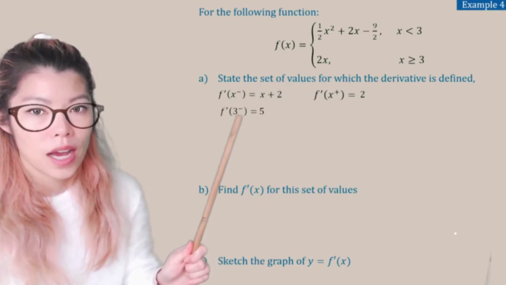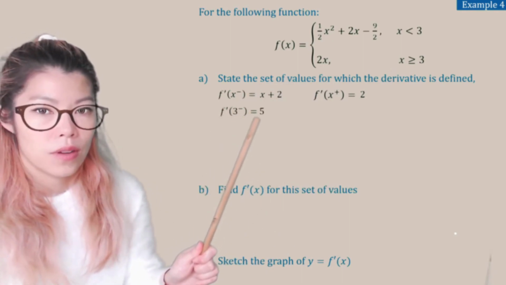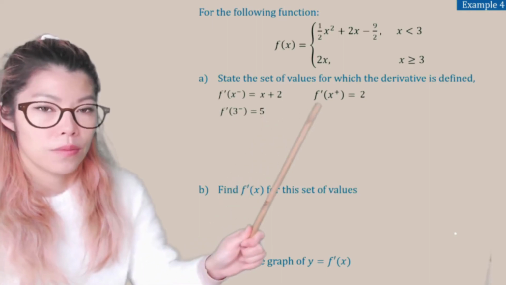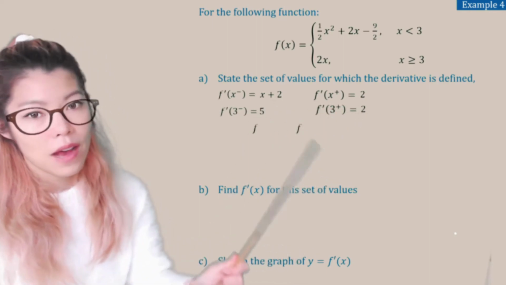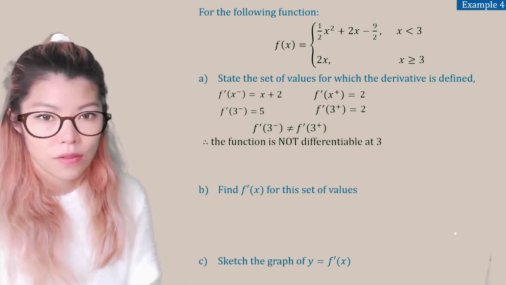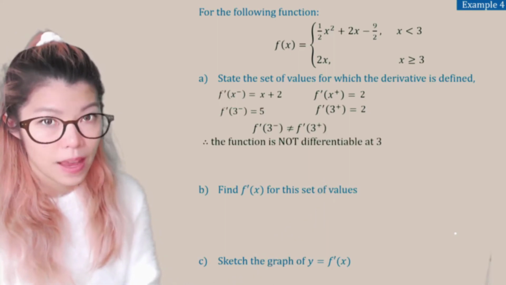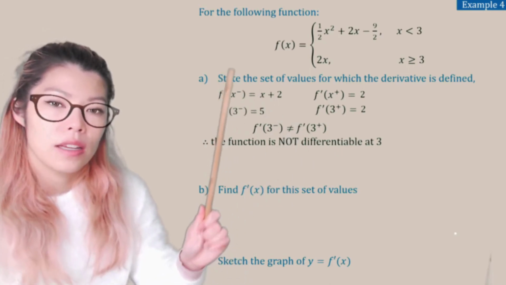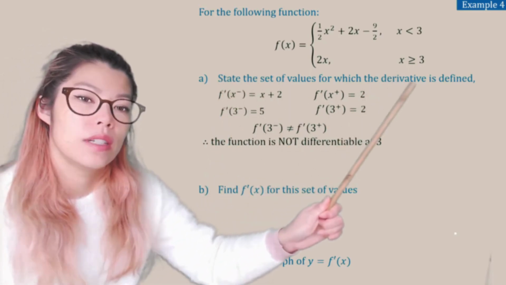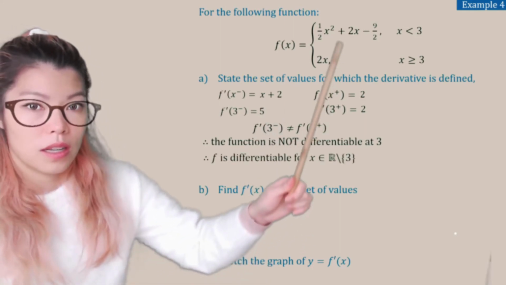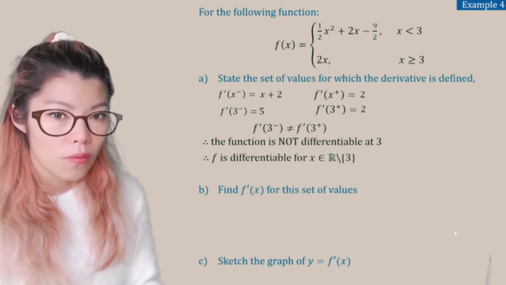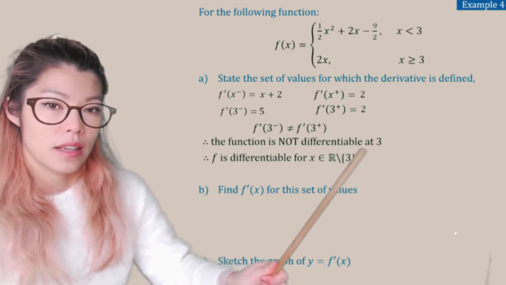Now from the left side, the gradient at 3 is 5. From the right side, the gradient at 3 is 2. 5 is not equal to 2, so you can't differentiate it at 3. Have we answered the question? Check. State the set of values for which the derivative is defined. So we haven't answered the question. The derivative exists for all values except for x equals 3.